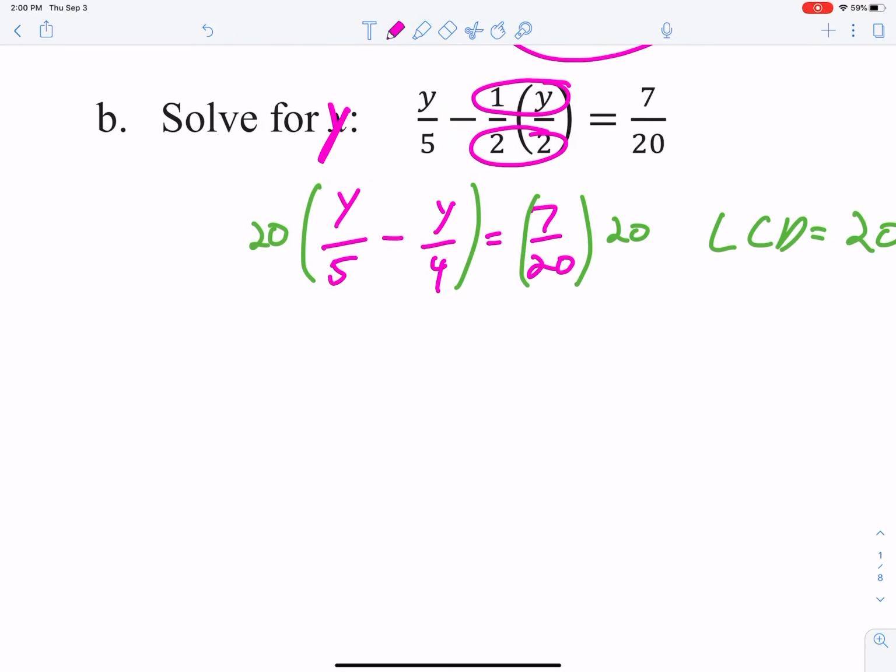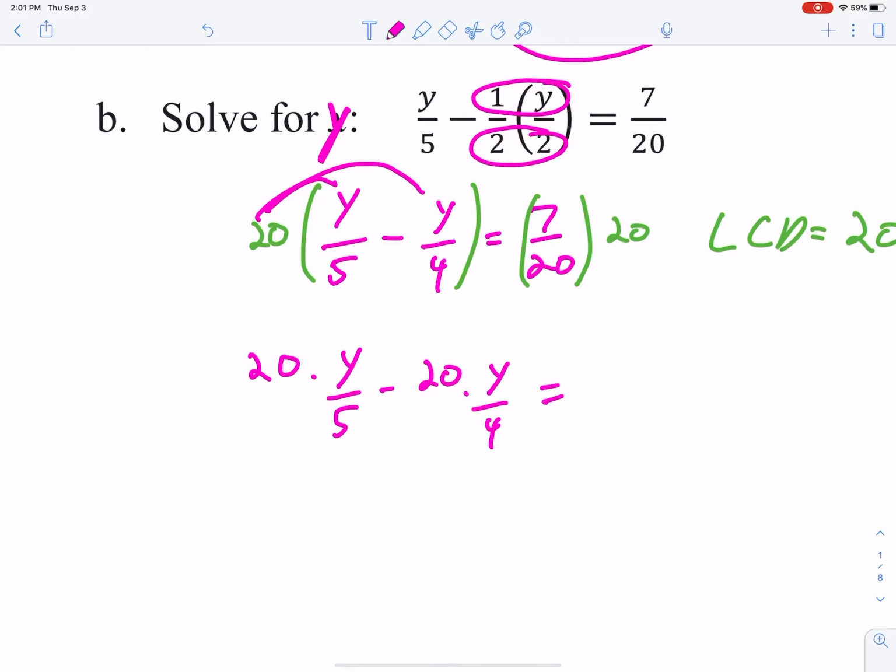All right. So here we go, piece by piece. Remember, we're going to distribute the 20 to both of these fractions. So I'm going to write it out. You could do your reducing as you work, but I'm going to just show you so you know what we're doing. So we're doing 20 times y over 5 minus 20 times y over 4 equals, well, right here, this is nice. We have 20 divided by 20, so only the 7 survives.